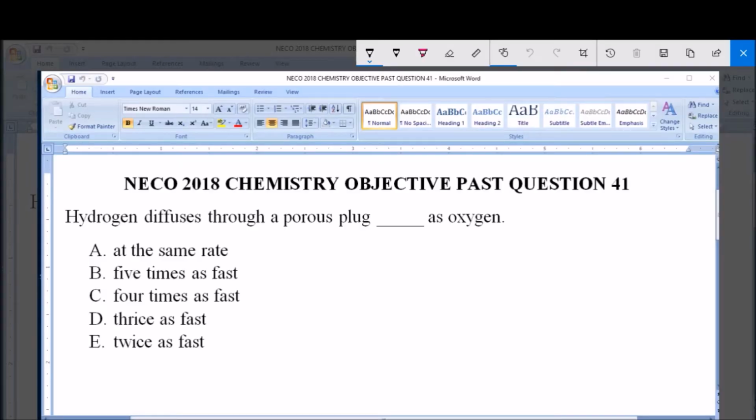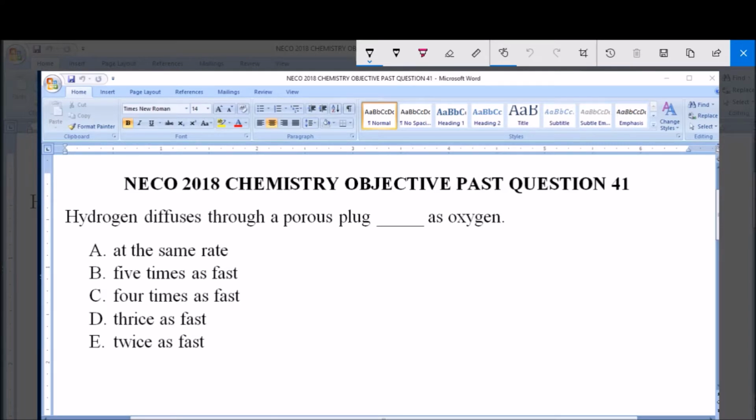I will be answering NECO 2018 Chemistry Objective Pass Question 41. Hydrogen diffuses through a porous plug dash as oxygen. A. At the same rate. B. 5 times as fast. C. 4 times as fast. D. Thrice as fast. And E.